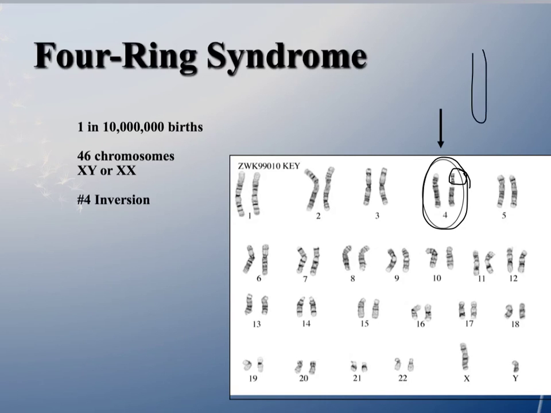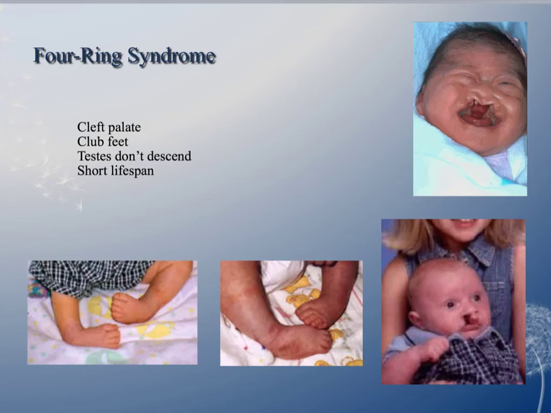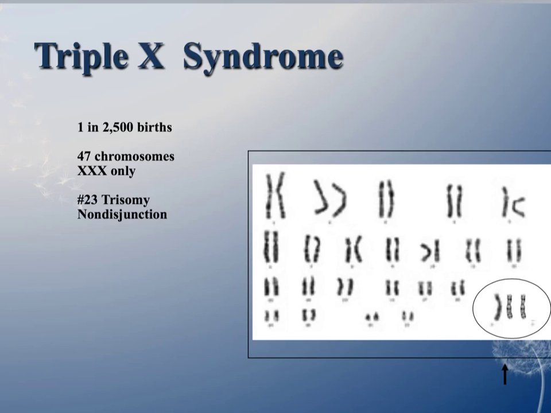So instead of having a piece like this, this part here flips around so that the genes that are up here are now down here. This is called 4-ring syndrome when it happens on chromosome number 4. Some of the symptoms include a cleft palate, club feet, the testes don't descend, and they have a short lifespan.